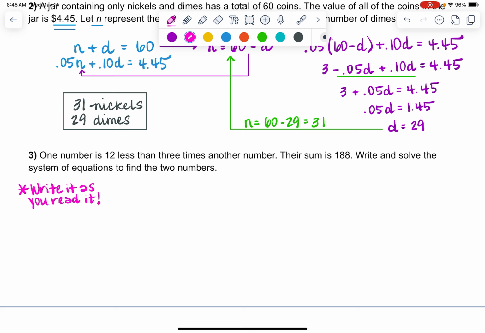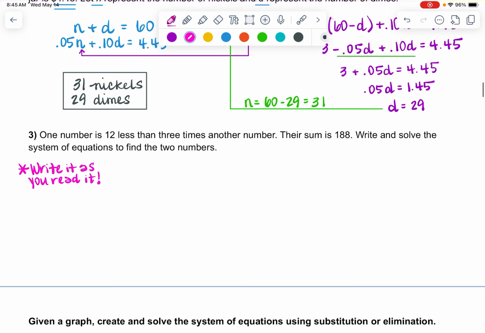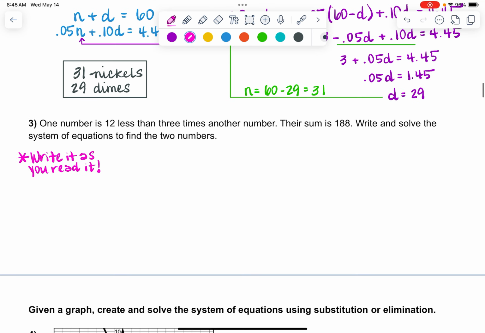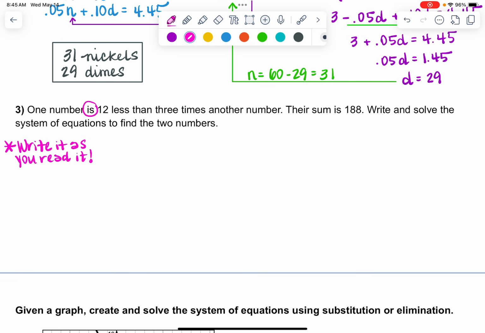And you know it's going to be a write it as you read it problem because of all those verbal translating words. All that vocab. So here we go. I always like to go find the word is or some form of the word is. It could be past tense like was or something like that. But the is always the equal sign.